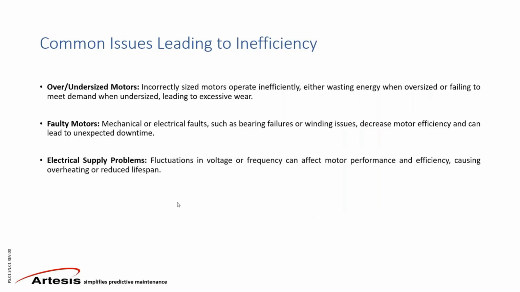Improper sizing, of course, can be done in two ways. One is you can either oversize the motor or undersize the motor. We will look at these individually. The other one is, as we have looked at, the mechanical faults or any type of motor faults that happen in the motor. These will also affect not only the motor itself, but again, the transmission, the drivetrain, and the driven equipment. Electrical supply problems, again, fluctuations in voltage, frequency, harmonics can affect the motor performance and reduce the lifespan.